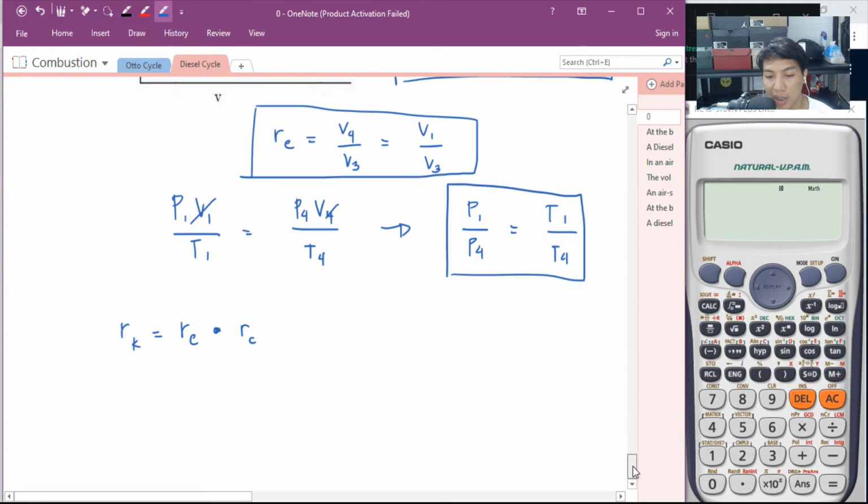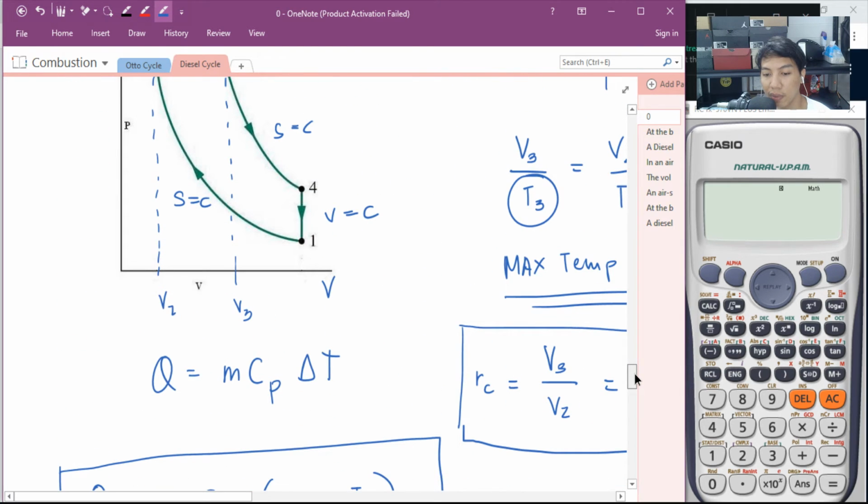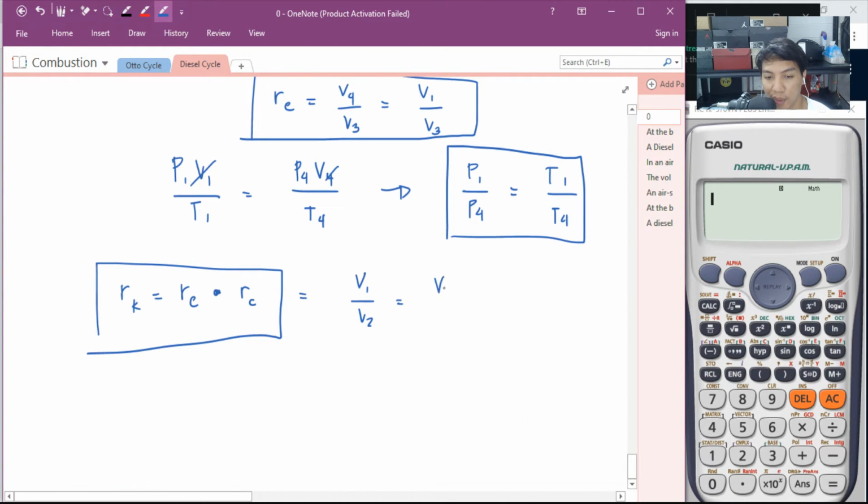Ngayon, di ba ang RK is equal to V1 over V2? Tingnan natin, ano ba si RC? Okay, tandaan nyo na to. Si RC kasi is the cut-off ratio which is V3 over V2. Tapos, i-multiply mo kay RE. Si RE is V4 over V3. Cancel natin yung same. Di ba si V4 is equal to V1? So, therefore, correct ito. RK is equal to RC times RE.